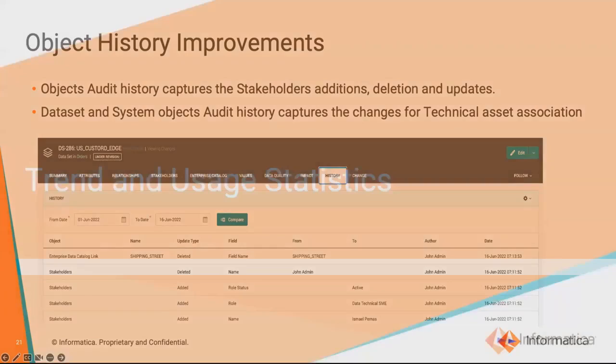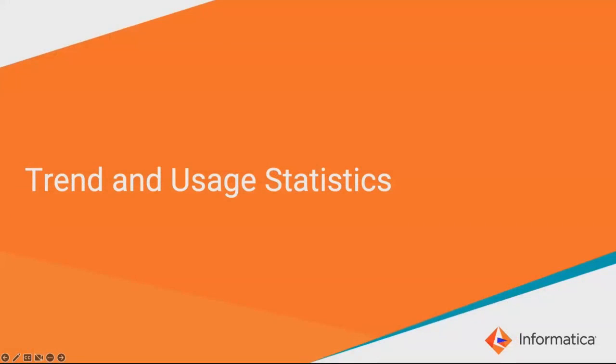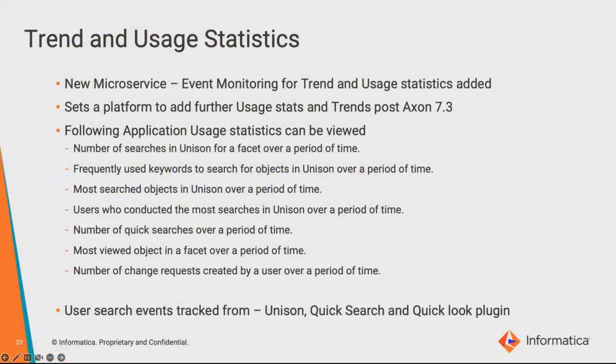A new microservice, which I mentioned earlier, the event monitoring microservice, helps in capturing the trend and usage statistics of how the Axon application or the governance tool is used in your enterprise: how many people are using it, how they are using it, what the involvement of the users is. And also, if somebody comes in new to the system, they know what the frequently searched objects are, or what the top 5 searched assets are, which are the accessed assets. So all these statistics give you a clear picture of how your application is being used. So we have introduced the trend and usage statistics there.